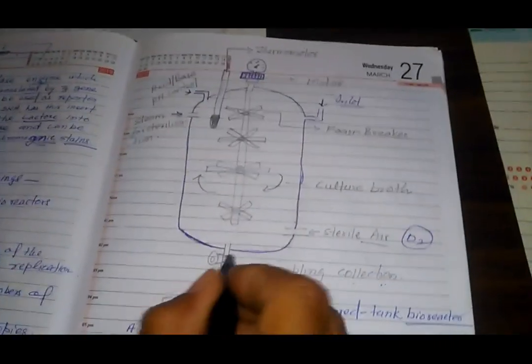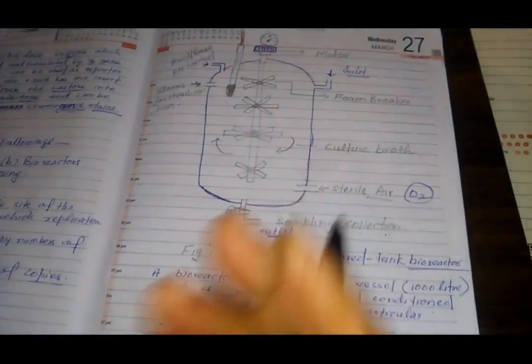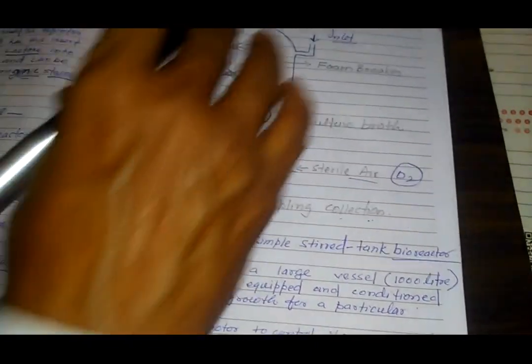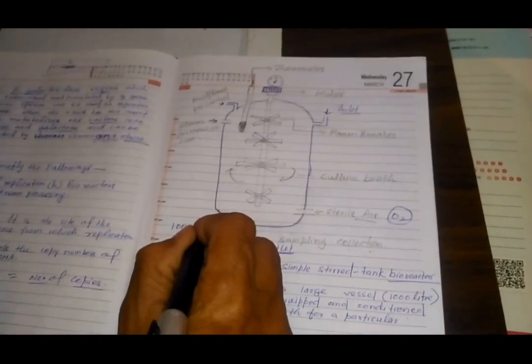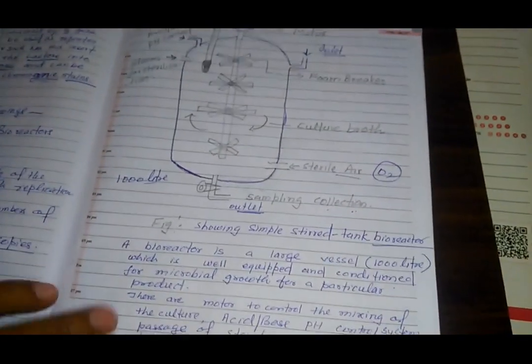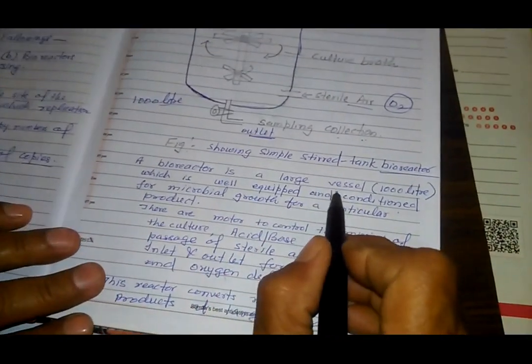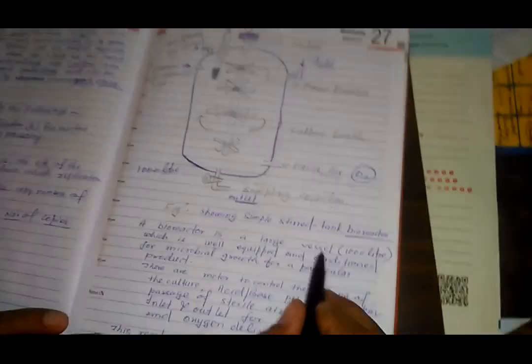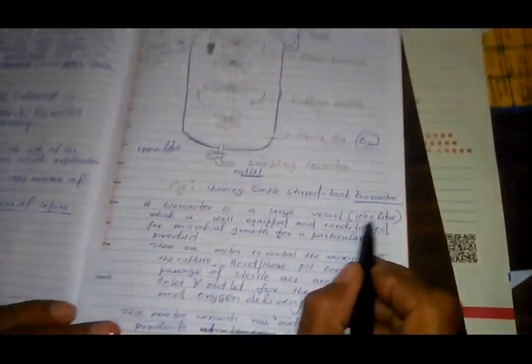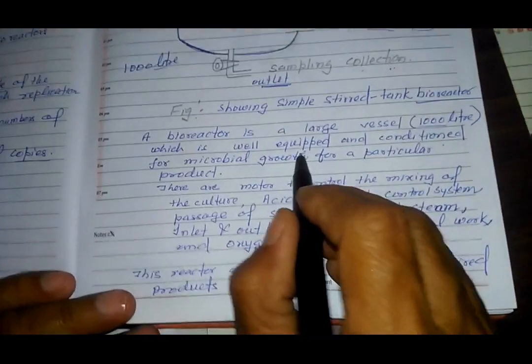For sampling collection, there is an outlet through which periodic samples are collected. So this is an approximately 1000 liter bioreactor tank. A bioreactor is a large vessel, 100 to 1000 liters, which is well equipped.